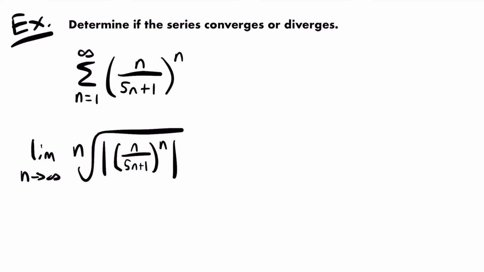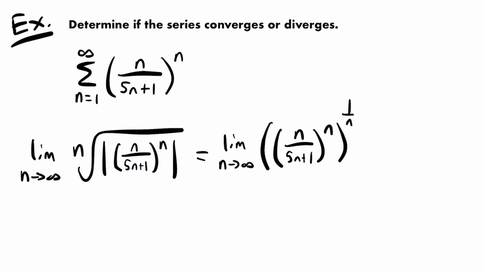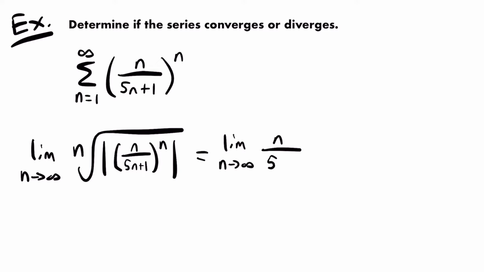Now this expression is already going to be positive all the time, so these absolute value bars aren't going to do anything. We could remove them, but this nth root and this power of n are going to cancel out, right? This would be equal to the limit as n approaches infinity of (n divided by 5n plus 1 to the power of n) to the power of 1 divided by n. And if you multiply those powers, n times 1 divided by n is 1. And so the nth root and that nth power cancel out and just leave us with n divided by 5n plus 1. Now I'm just going to rewrite that so it's closer to our limit notation. So we'll have n divided by 5n plus 1.